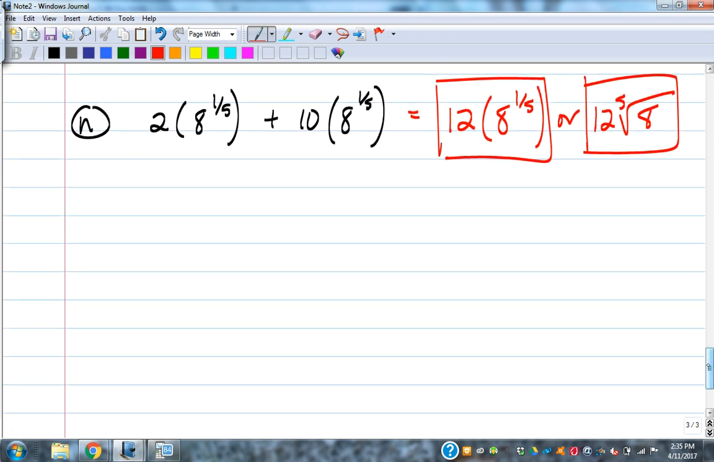Let's get to some that are maybe a little bit more difficult. I don't know that this one is that difficult, but at least it's different. 5 to the 1/3 plus 40 to the 1/3. What do we do?